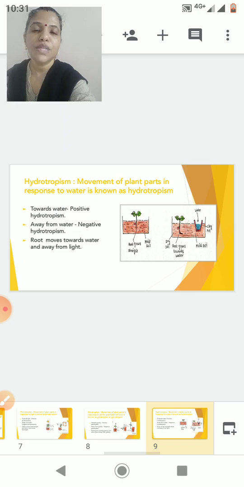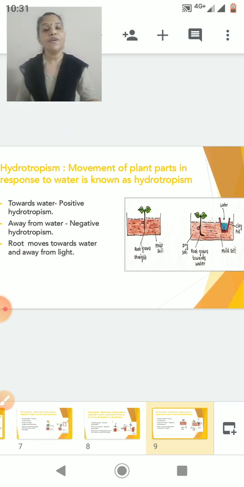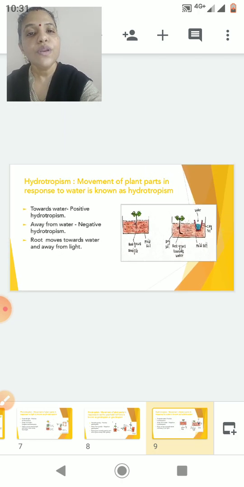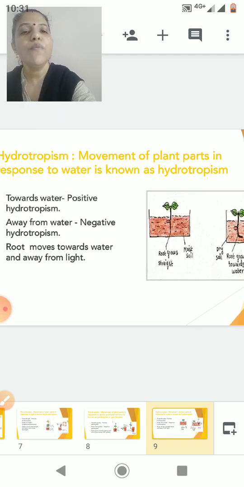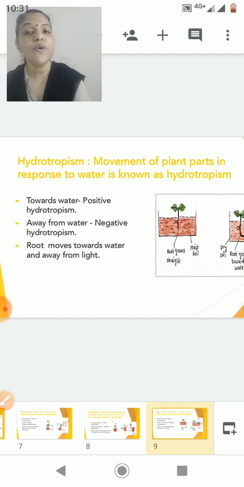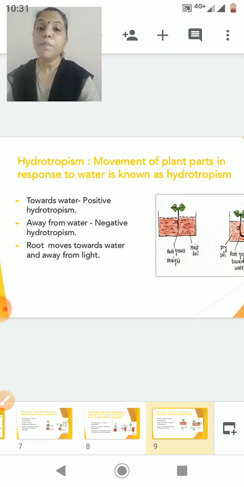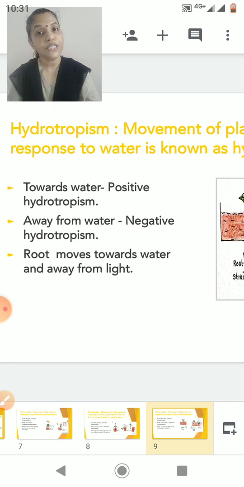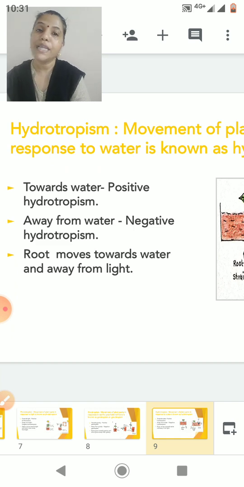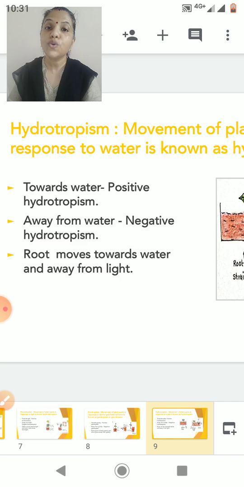Now let's move to the next slide, students. In the next slide, we are going to study hydrotropism. Now what is hydrotropism? The movement of plant parts in response to water is known as hydrotropism. If the organ or the part is moving towards water, then it is positive hydrotropism. If it is moving away from the water, then it is negative hydrotropism. Roots move towards water, and so it will be what? Positive hydrotropism.